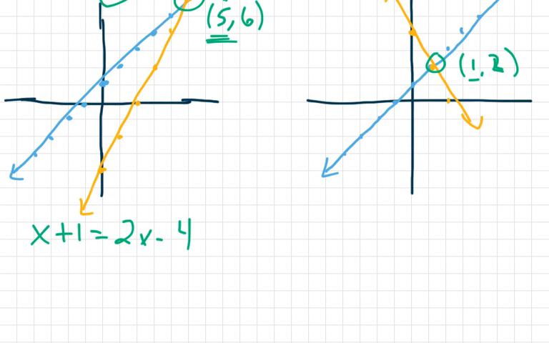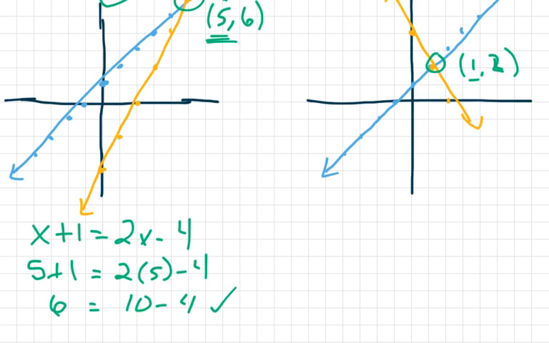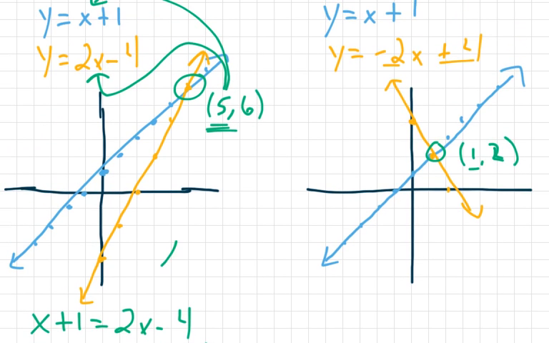Okay, and we're plugging in 5 for each x value. So we get 5 plus 1 and 2 times 5 minus 4. 5 plus 1 is 6. 2 times 5 is 10 minus 4. And 10 minus 4 is 6. So that does work. So x equals 5 is one of our answers.